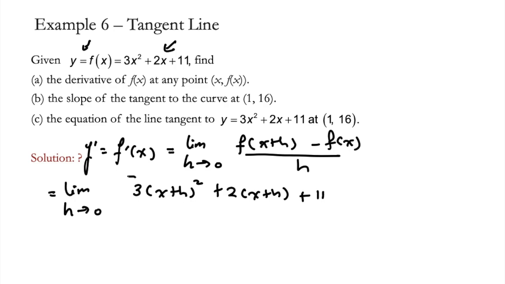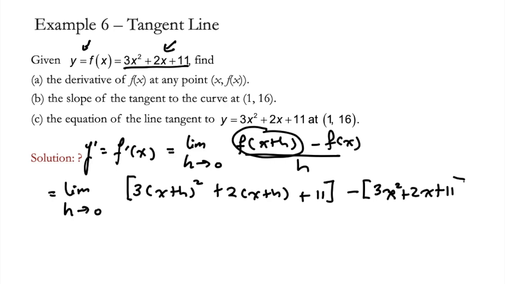Then I make a square bracket, so the whole thing in the square bracket is this one, and then minus f(x). So f(x) is the whole thing here, so you just need to rewrite it again. But don't forget to put brackets, because you are not changing the sign here. So 3x squared plus 2x plus 11, close the bracket, divided by h.